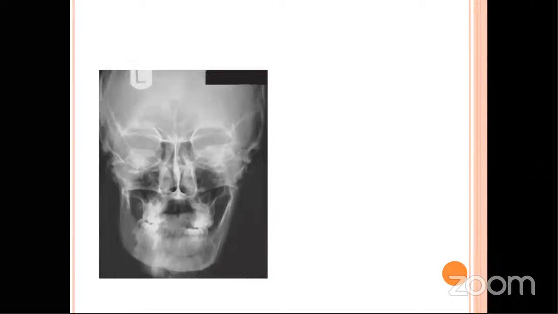So here is a picture which shows the deviation of the condyle towards the left side. So you can give a differential diagnosis of either fracture or ankylosis on that particular side.